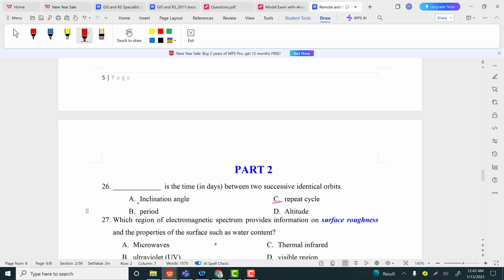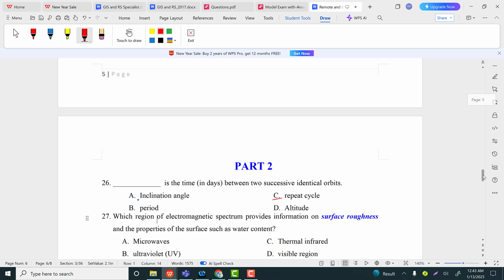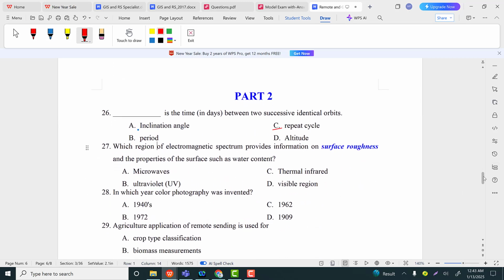Question number 27. Which region of the electromagnetic spectrum provides information on surface roughness and the properties of surface such as water content? A. Microwave. B. Ultraviolet. C. Thermal infrared. D. Visible region.